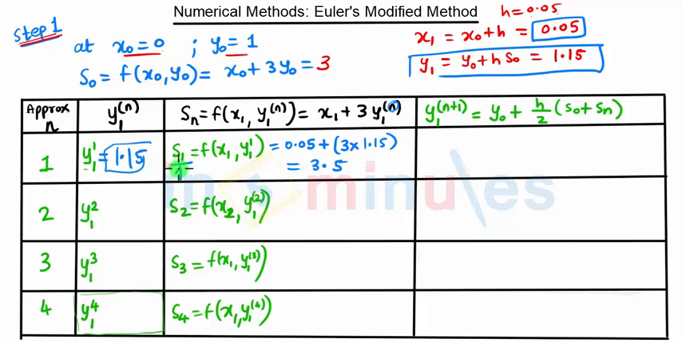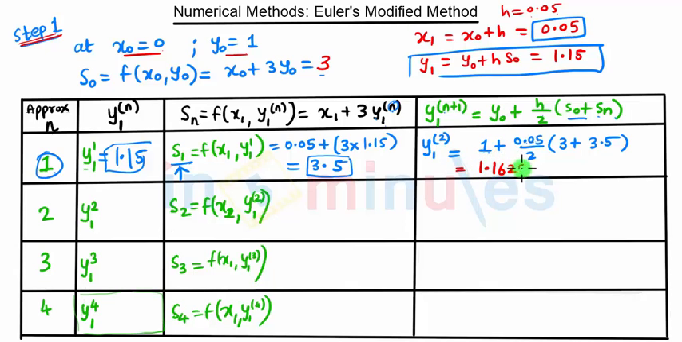Now we got our s1. Now we will calculate y1 of n plus 1. n is 1, so it is y1 of 2. So y0 is 1 plus h by 2, h is 0.05 upon 2. These three things will remain same in every step. Only this bracket is going to change. s0 is 3, plus sn, n is 1, so here we have s1, so here it is 3.5. If you calculate this value, we get 1.1625. We take this y1 of 2 here, so here we have 1.1625.